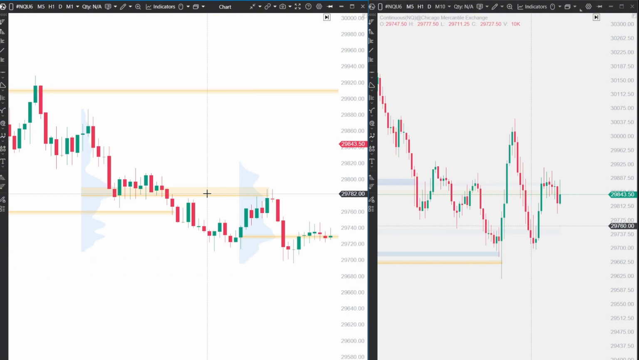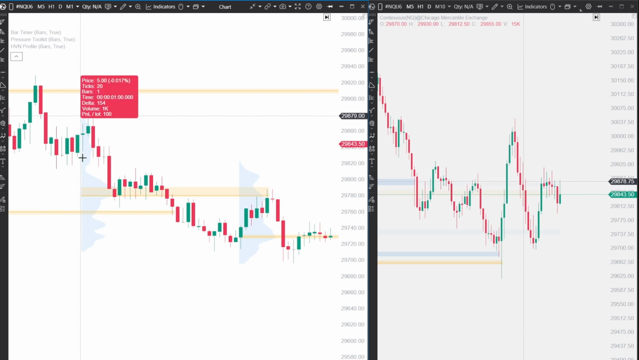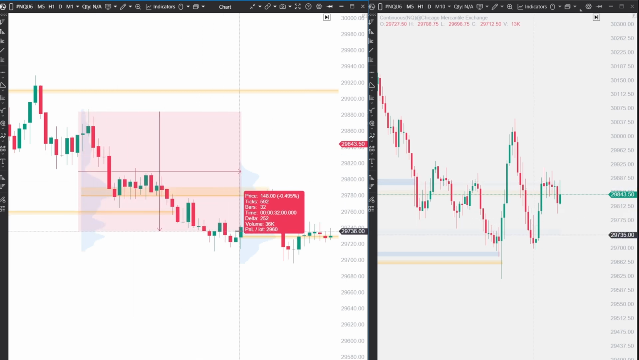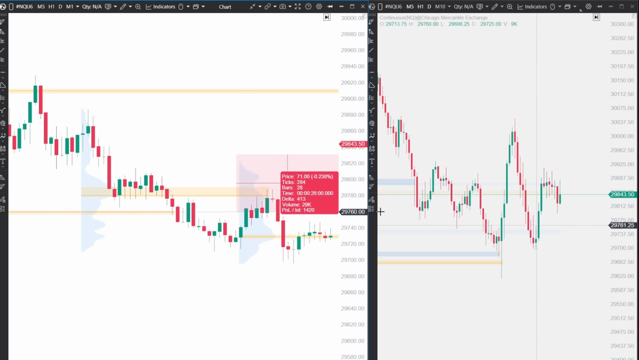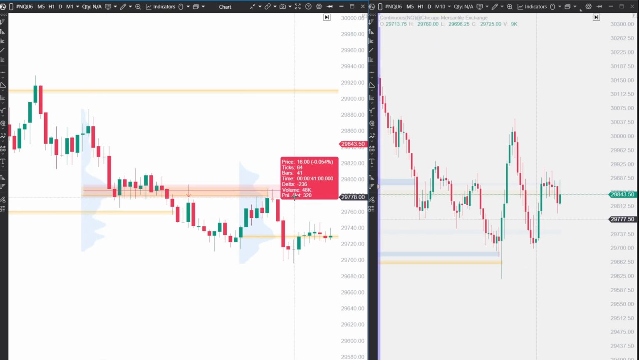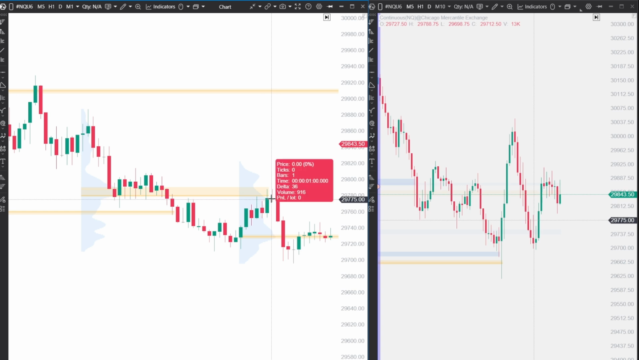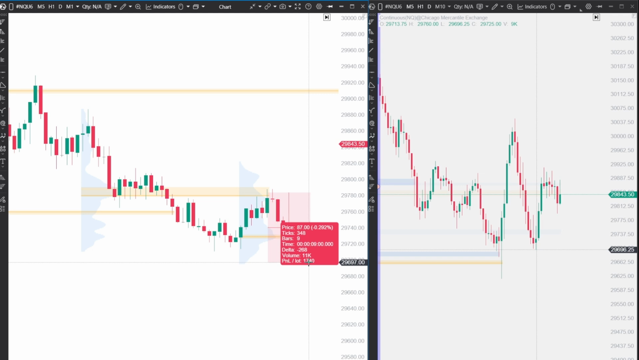So then the very next level that becomes valid is this one, right? So this HVN profile completed its generation right here when the new one started to form. We got a point of control, high volume node here. We have a little bit of a pullback into this level, again, fails to close out above it. So we get a reaction. Then we get selling. So just from this level here, all the way down, nearly 350 tick move.